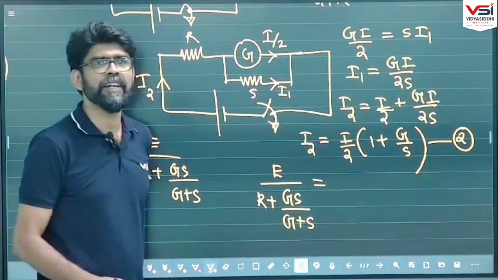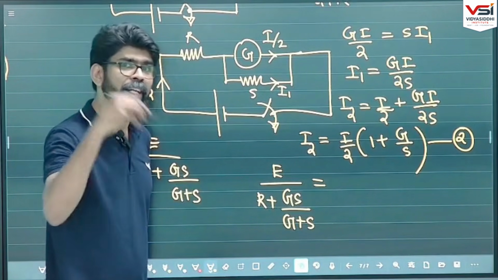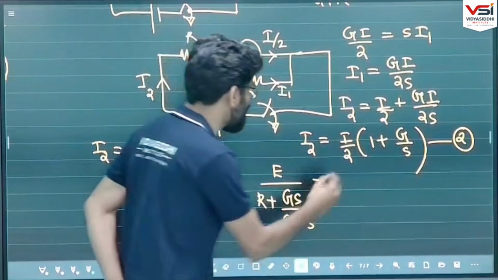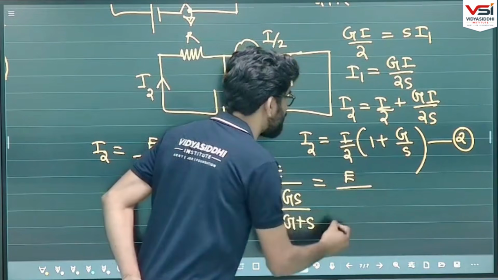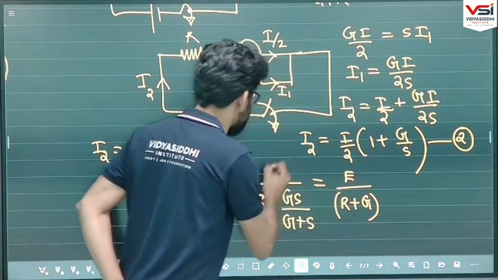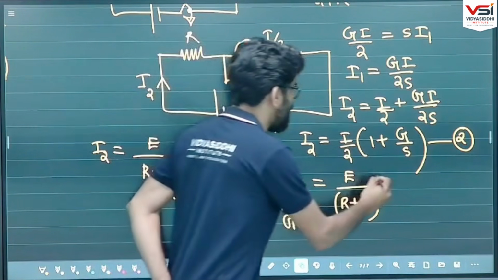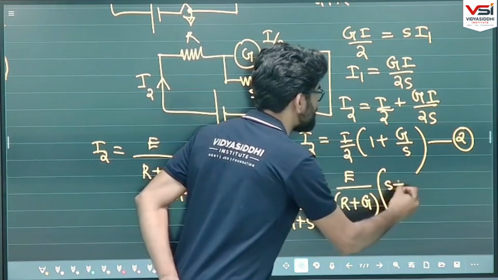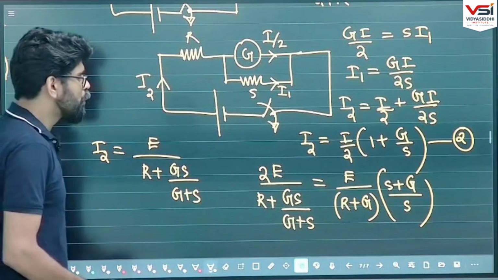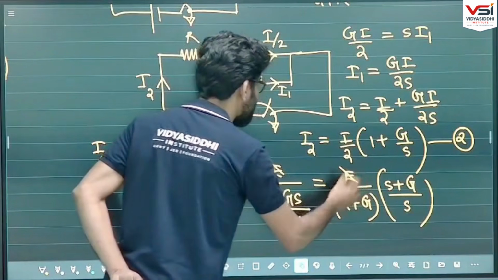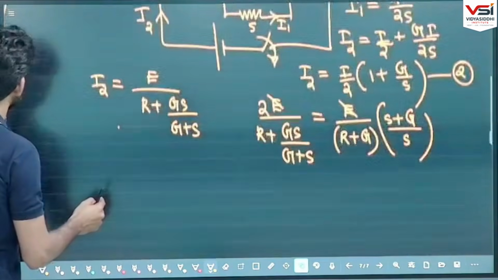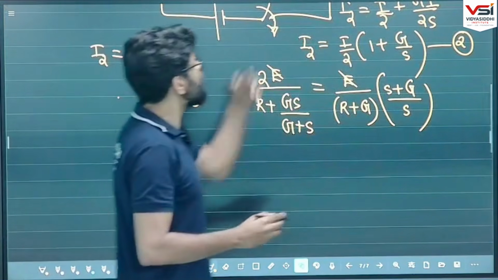I am also going to replace the value of I, because I is equal to E divided by R plus G, from expression 1. So I am writing E divided by R plus G, with the 2 taken to this side, into S plus G divided by S, right? So here E and E cancel. Now in the next step, we can write the reciprocal.